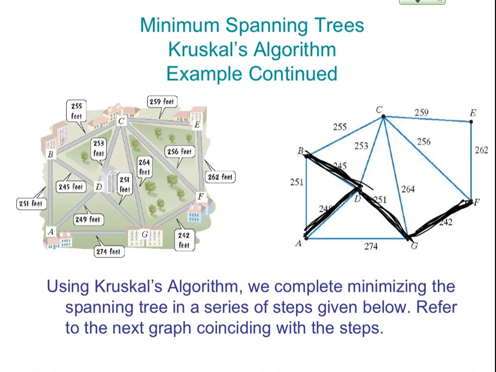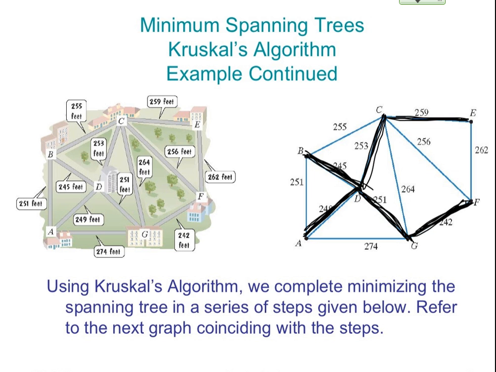Now we're going to look for the next smallest. The next smallest is 253, and we're going to check to see if it makes a circuit, and it does not. And we still haven't included vertex E, so look for the next smallest. After 253 is 255, but that would create a circuit, so we're going to ignore that one. Next smallest is 256, but again that would create a circuit, so we're going to ignore that one. Next smallest is 259, and that does not create a circuit, so we have now included every vertex.